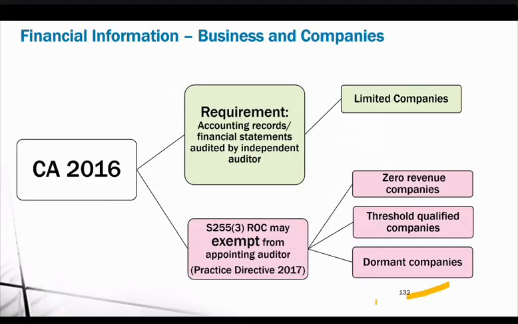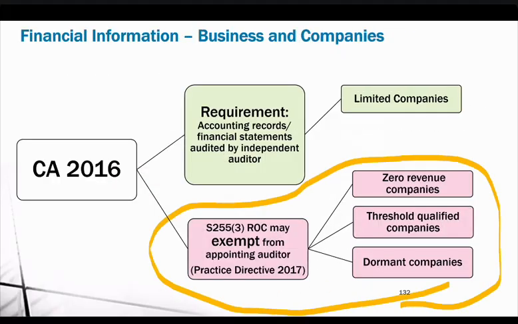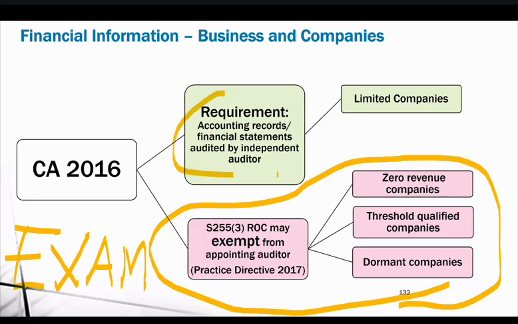This one is exam topic. Circle this one here. This one is definitely exam topic. Under Companies Act, all limited companies must have their accounts audited by independent auditor. But they have what they call the practice directive. These types of companies are exempted. Any questions on this slide? Slide 132, yeah.